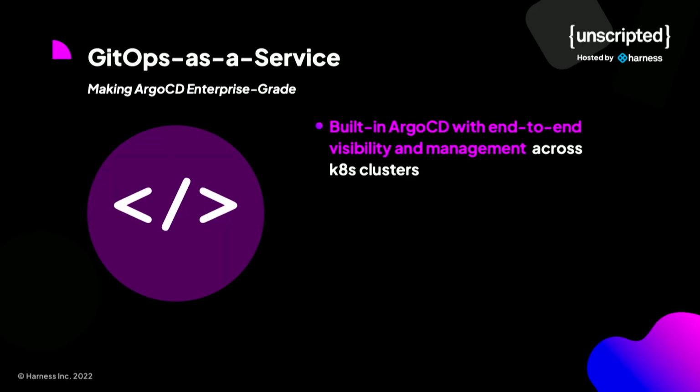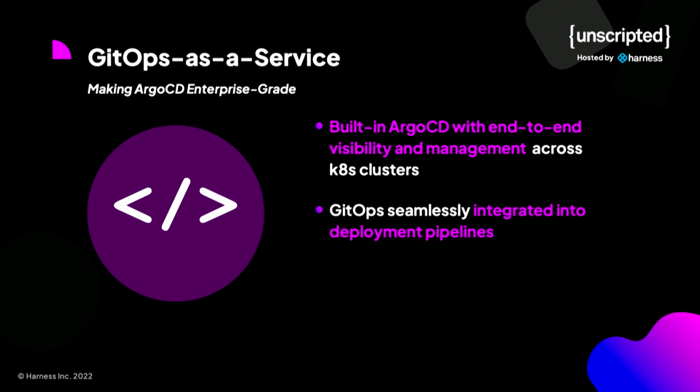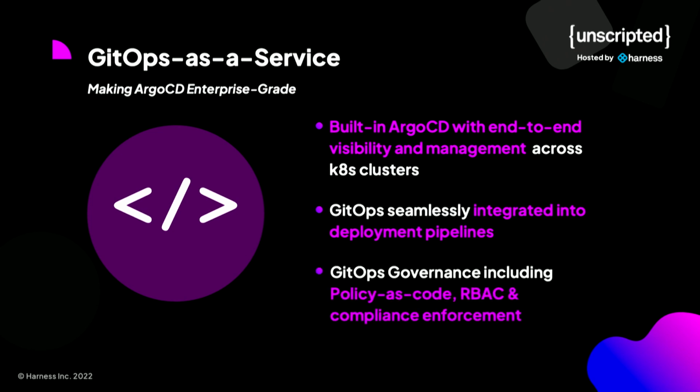The second thing that we want to show you today is our innovation that we are very excited about, GitOps-as-a-Service. The primary thing that we have addressed here is Argo CD, bringing enterprise readiness to Argo CD and making it really, really scalable. So it's built inside Harness CD. You get seamlessly integrated into the deployment pipelines. But most importantly, you get all the governance around GitOps that you need for it to work in a large environment. Policy as code, RBAC, and compliance enforcement, everything.